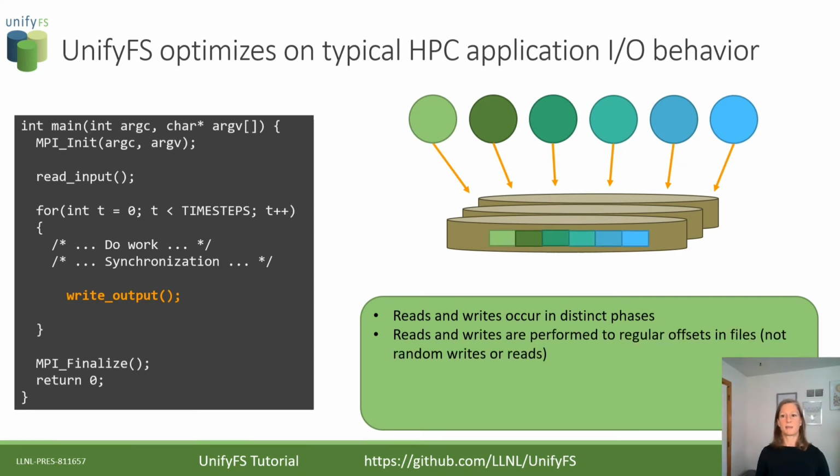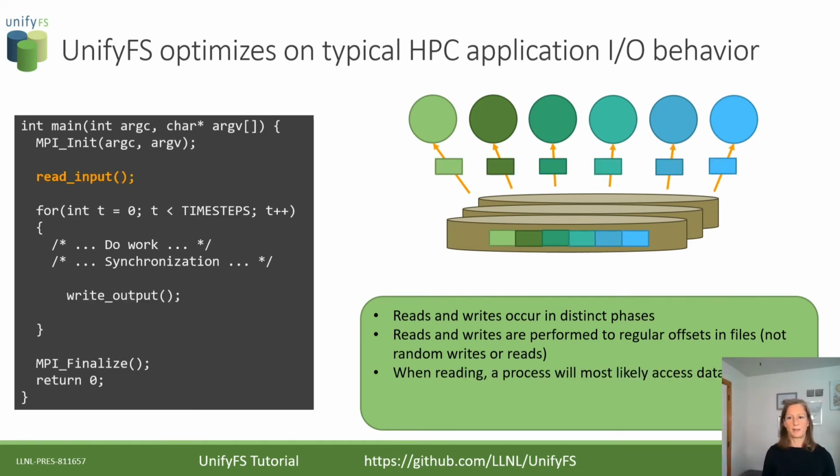The second thing that is typical of HPC applications is that the reads and writes are performed to regular offsets in the file. And so you can see that the data from the processes in our example have been chunked into different regions in the file. And the actual output from a real HPC application might not be as regular as this, but the I/O patterns are regular and computable. In contrast to something like a database I/O workload, where the reads and writes could be randomly distributed throughout the file.